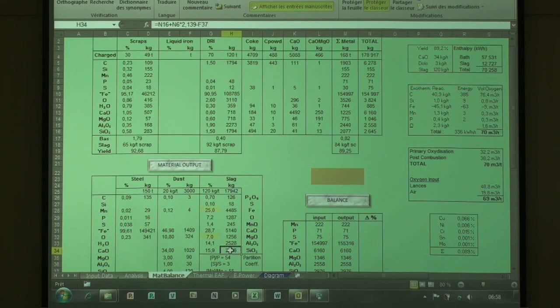So, then we calculate the kilograms. When we know the kilograms of alumina, it's the same. This is the total amount of alumina brought by the raw material minus the alumina going into the dust. Alright? Then CaO. The CaO, this is the kilograms of silica times the basicity.